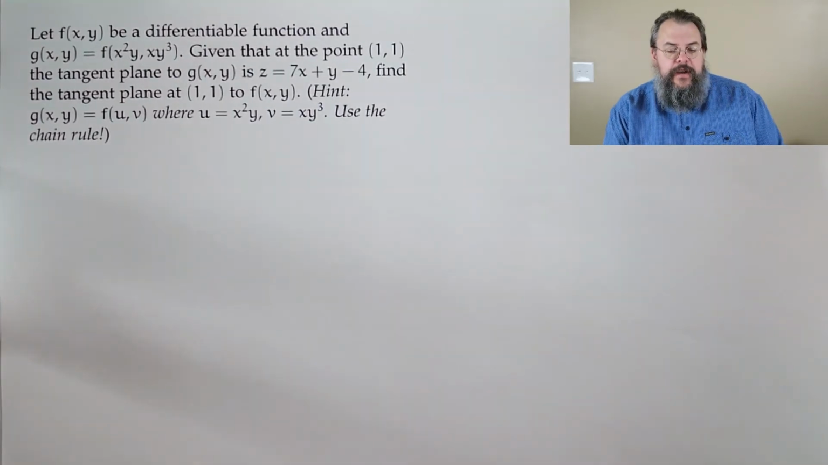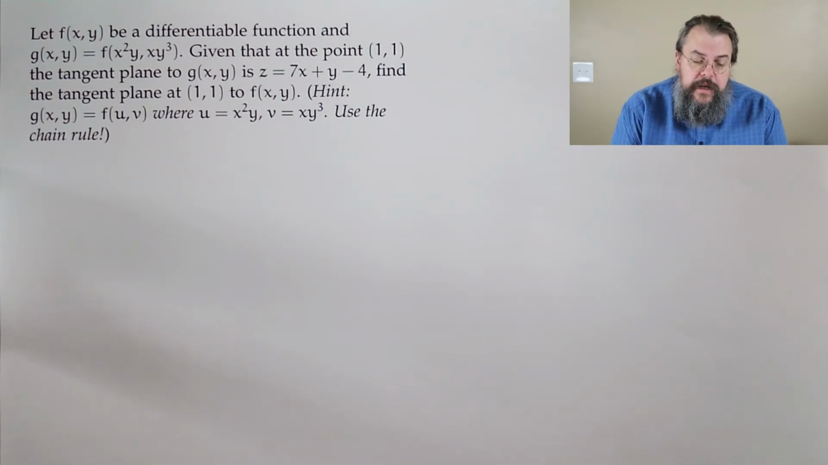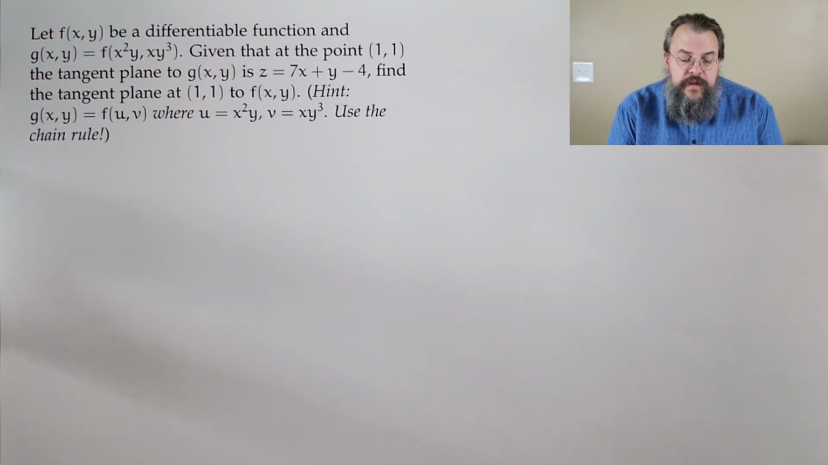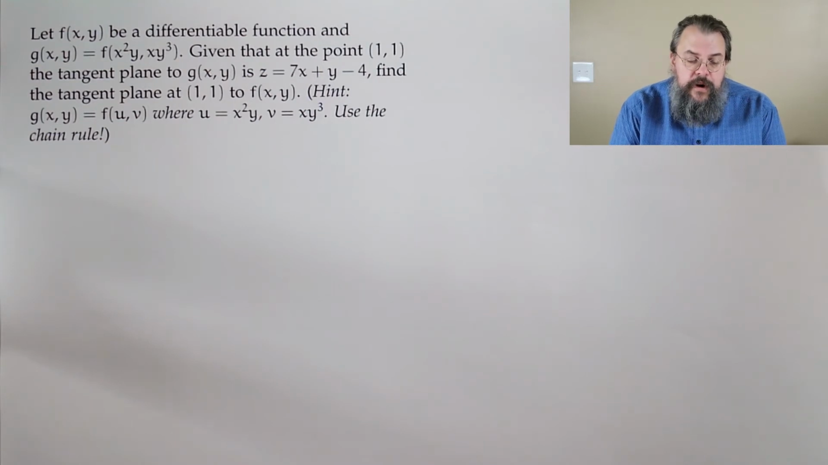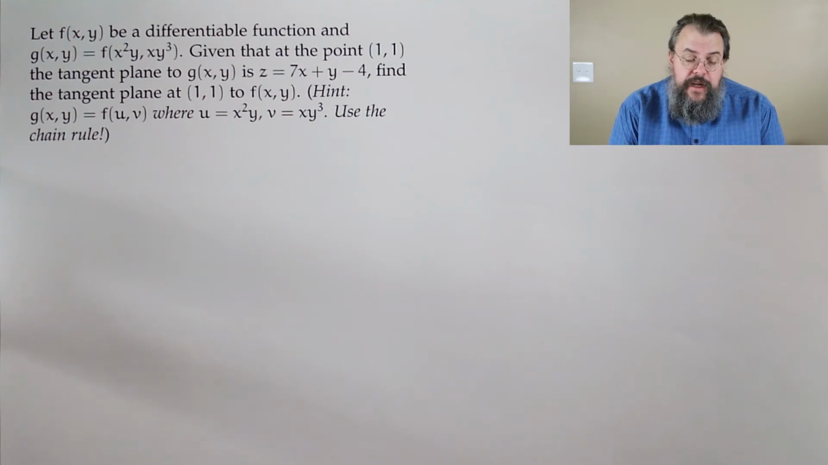Let f of xy be a differentiable function, and g of xy is f of x squared y, comma xy cubed. And given that at the point 1, 1, the tangent plane to g of xy is z equals 7x plus y minus 4, find the tangent plane at 1, 1 to f of xy.